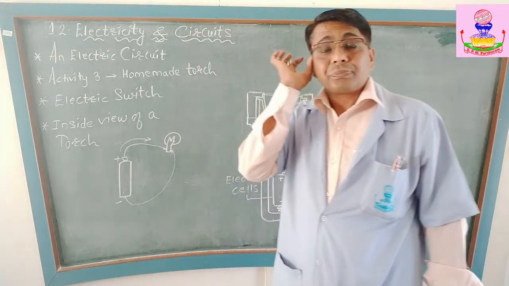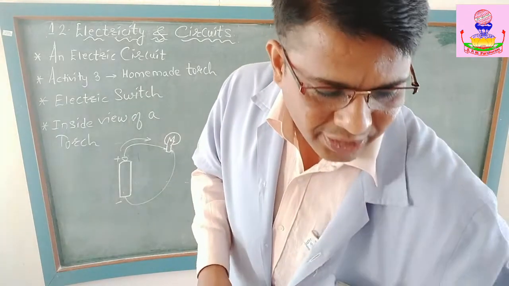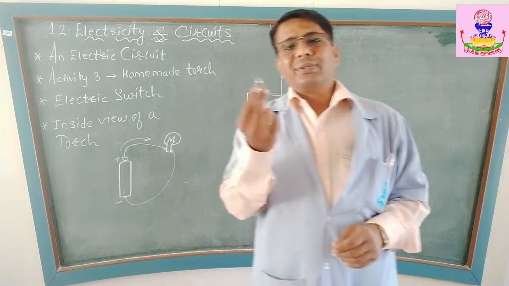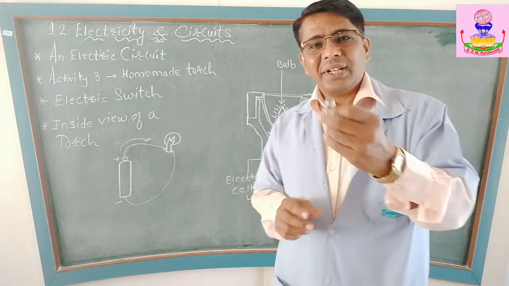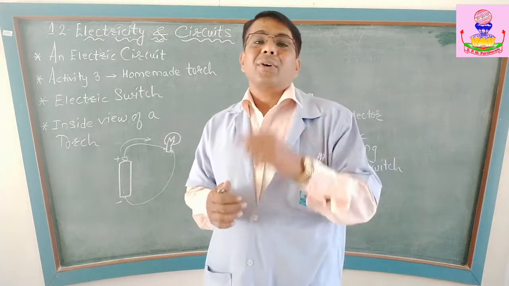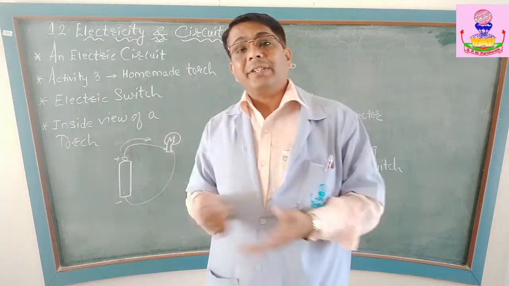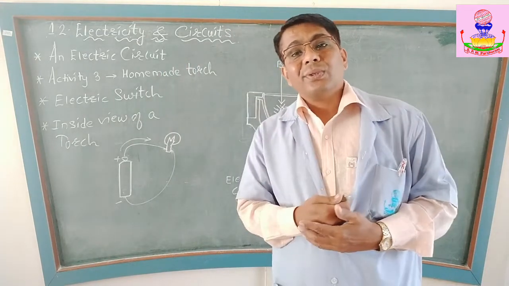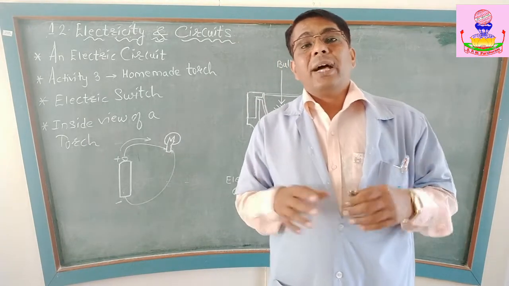Now, in some cases you might have come across bulbs that, even if I connect them to the cell, do not glow, do not light. Why? Because they are called fused. In some cases, the bulb gets fused. Even if the circuit is complete, the bulb does not glow. So what has happened actually? In that case, the bulb has fused.